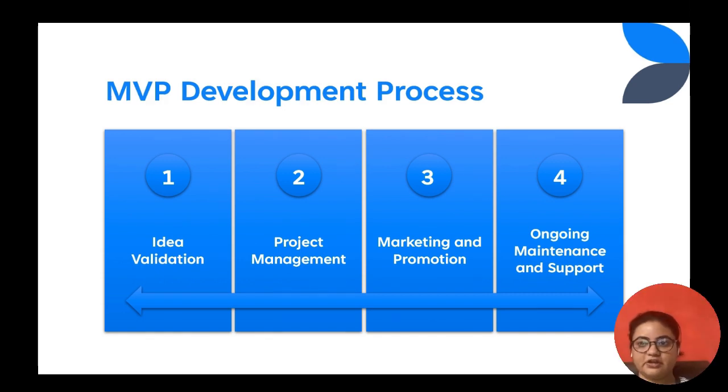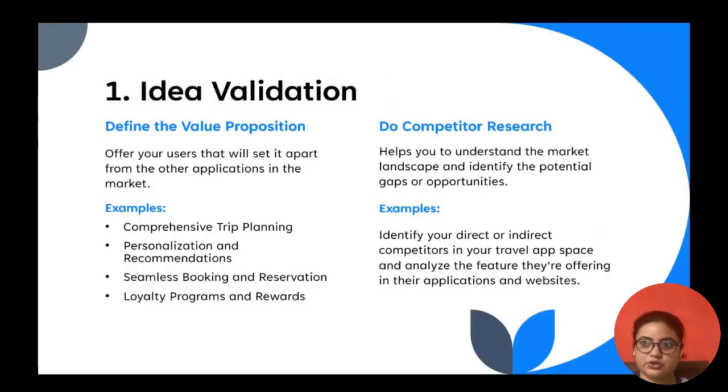When we talk about idea validation, it includes the step where we validate our app idea, do market research using user feedback, and ensure the viability of the app. That is the part of idea validation. The first thing that we have to do in idea validation is define the value proposition of your MVP. What is a value proposition? It means the unique value that you will offer to your users that will set your app apart from the other applications in the market.